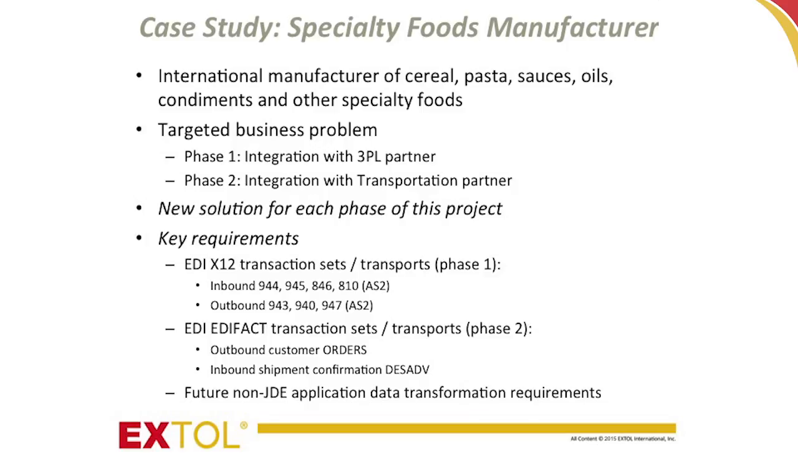The second case study I'd like to talk about is one that we did use our application integrator for JDE. It made the processing, the actual development of the processes, extremely easy, in the sense that we had all of these prepackaged templates for the documents that we were going with. So this was a specialty foods manufacturer that was integrating with a 3PL. So we were doing warehouse transactions, outbound 940, inbound 945.